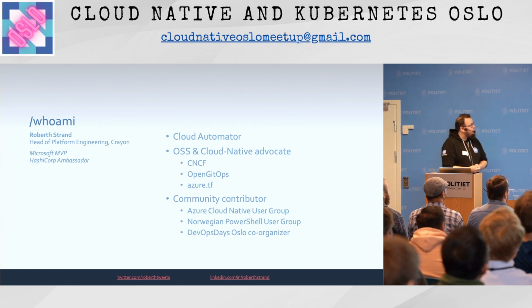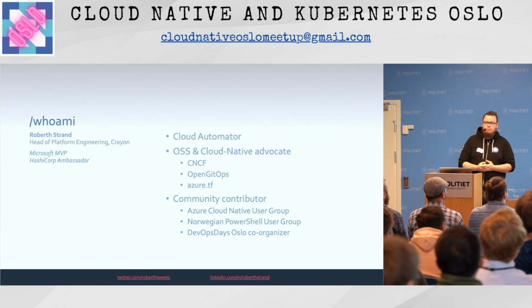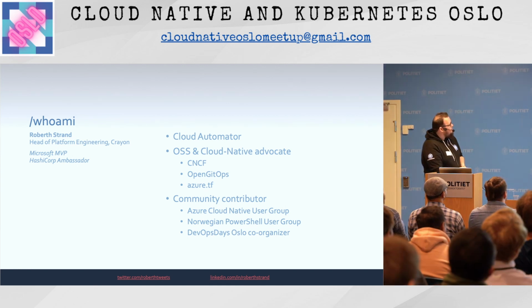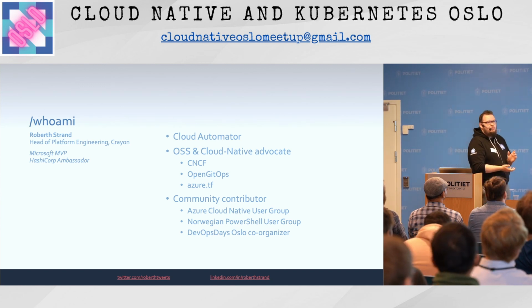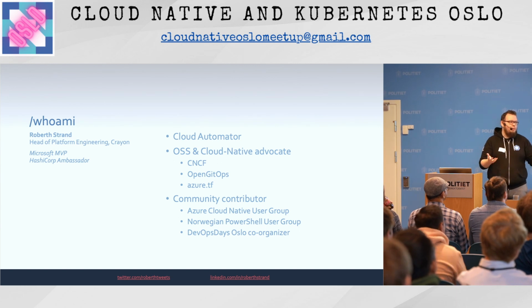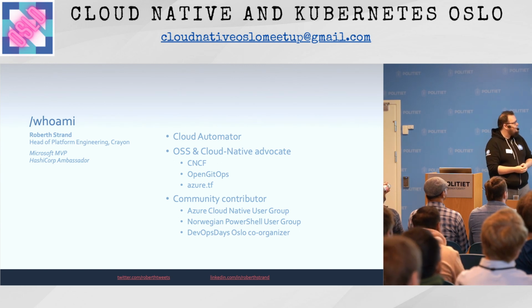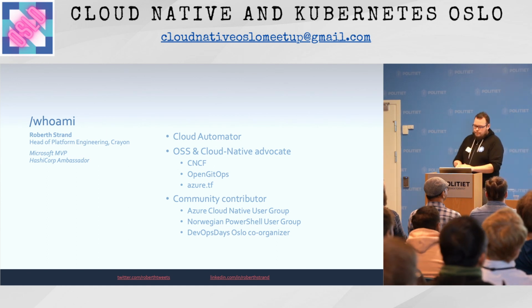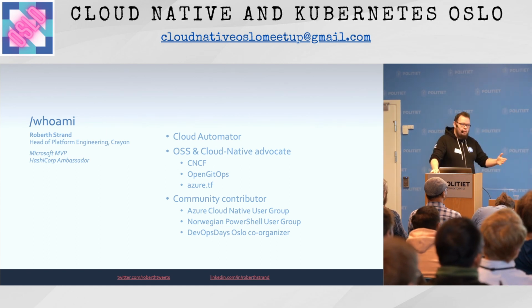Who am I? My name is Robert. I'm currently the head of platform engineering at Crayon, and by currently I mean that I'm going on vacation on Friday, and then I'll return to a new job. So I'm changing jobs. Talk to me later about that if you want. I'm a Microsoft MVP, a HashiCorp ambassador. I call myself a cloud automator because I like to automate clouds. You know, it makes perfect sense. I'm a very big supporter of open source. I am doing a lot of things in the cloud native space.